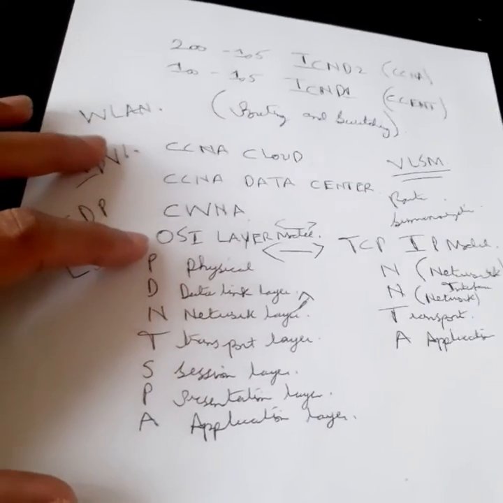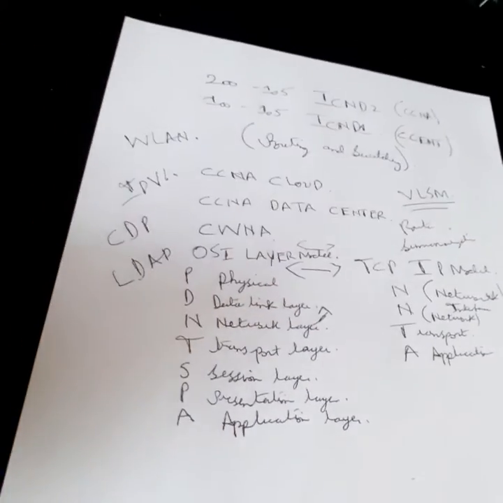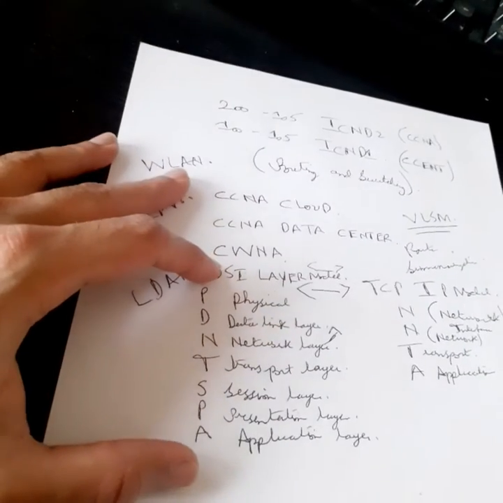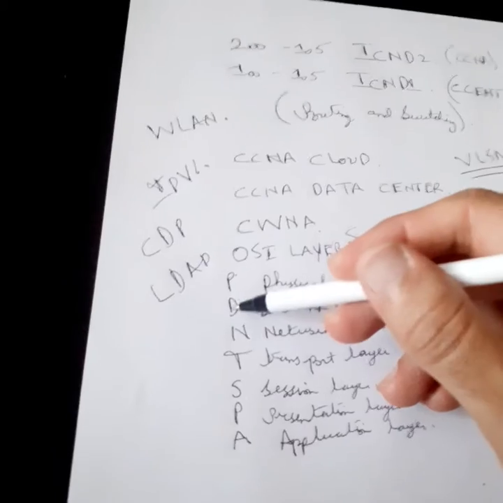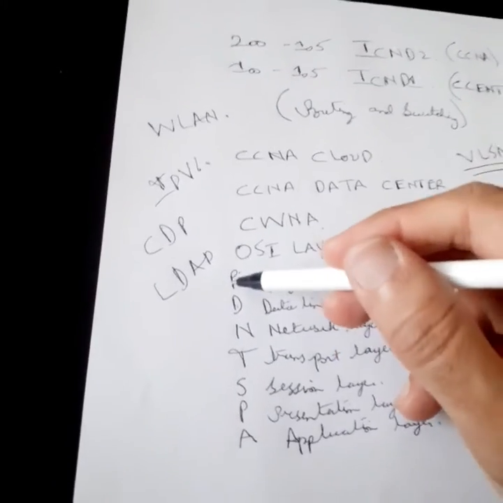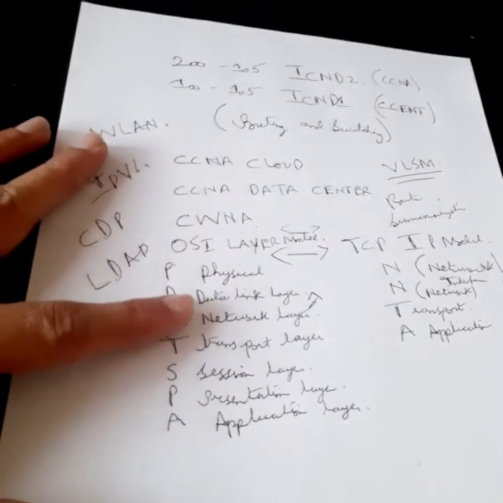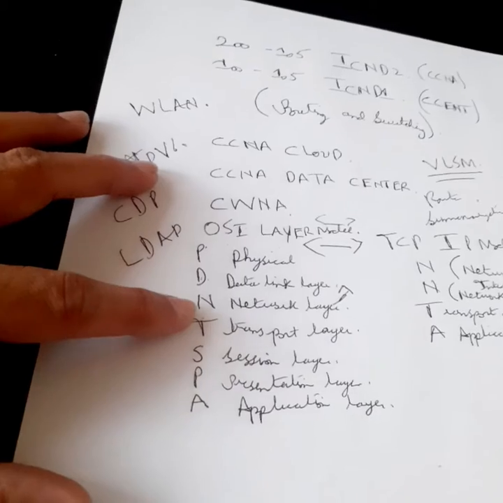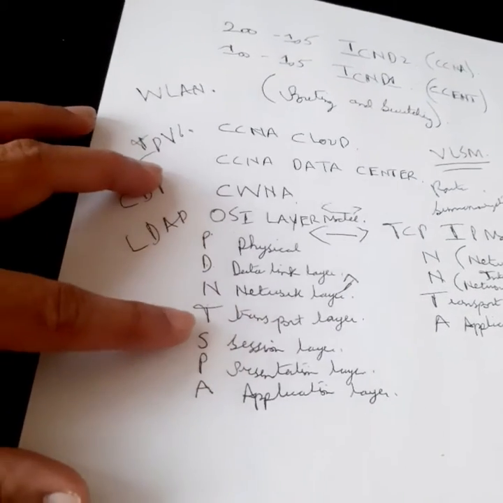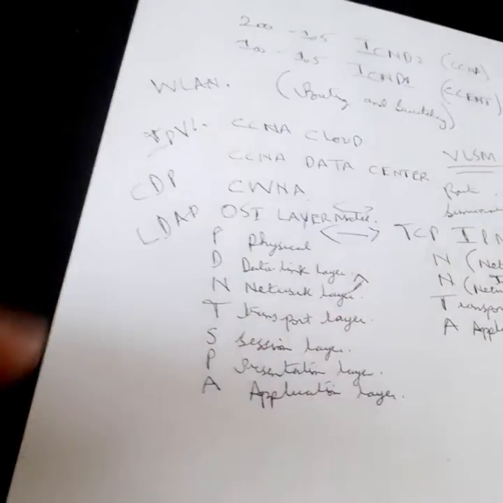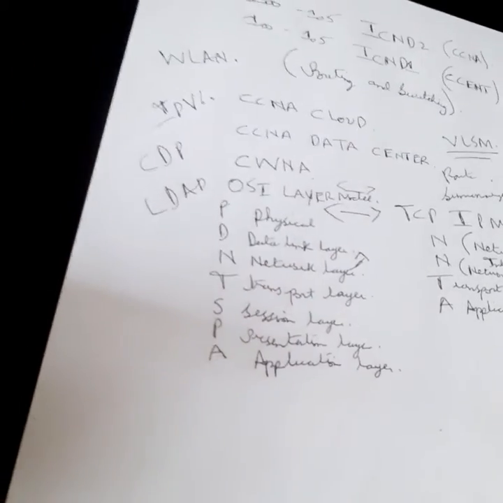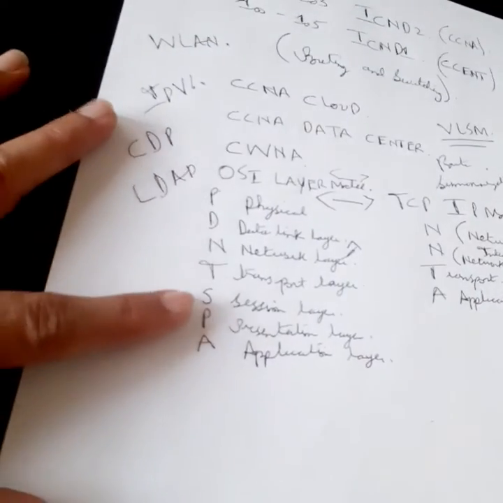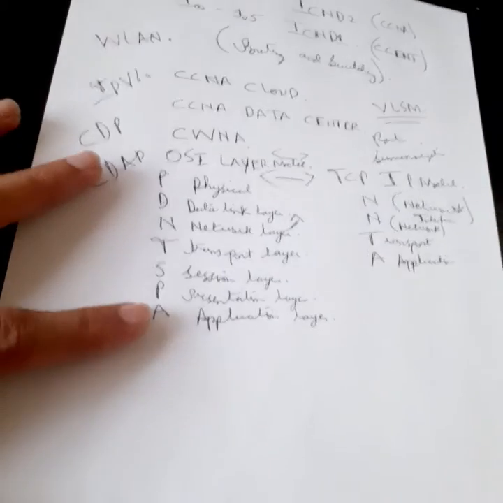If you can't learn these, there are other ways, as the famous people in our field have already made it into a pizza. So please do not throw sausage pizza away. This is how you can remember it all. Physical, Please. Do is data link layer, Not is network layer, Throw is transport layer. You can make your own words with which you can know what's happening there. Session layer, presentation layer, application layer.